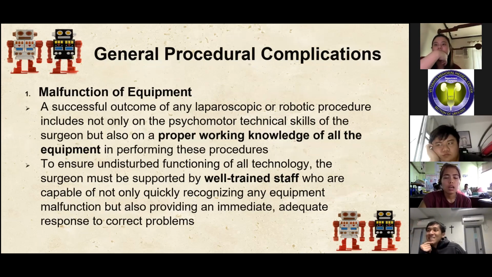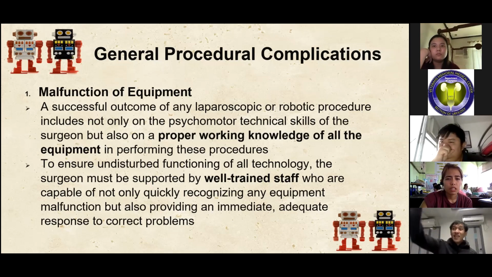First is the malfunction of equipment. So for a laparoscopic or robotic procedure to be successful, it is advisable that not only the psychomotor technical skills of the surgeon be increased, but also a proper working knowledge of all the equipment used in performing these procedures. And also, to ensure undisturbed functioning of all technology, the surgeon must be supported by well-trained staff who are good at recognizing equipment malfunctions, and also at providing immediate adequate response to correct the problems.